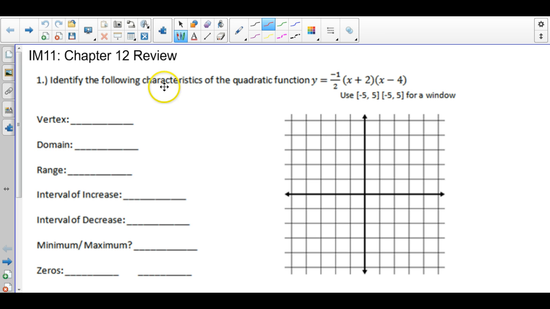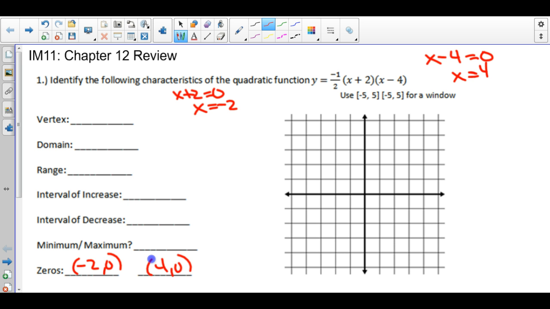So I know that if I take x plus 2 and set it equal to 0, that would tell me that I have a zero at negative 2, 0. And then I can do the same thing with the other one. And like I taught you in class, it's opposite on the inside for a reason. And that reason is if you set each one of these equal to 0 and solve, it turns into the opposite. So your other zero is at 4, 0. So right away, I have 2 points on my graph.